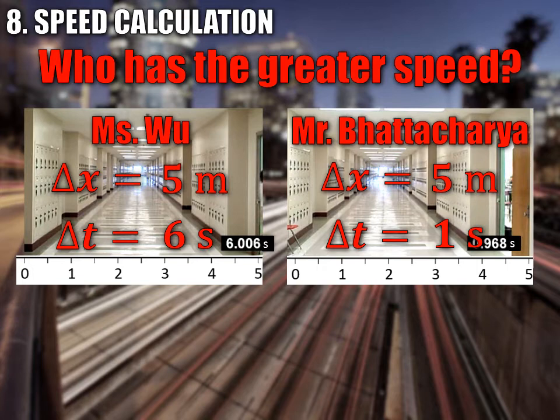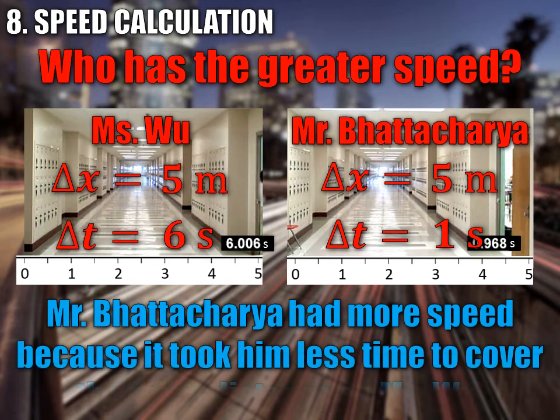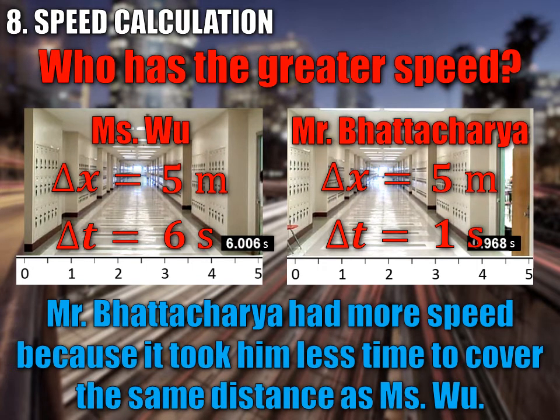They both had the same change in position. Who did it more quickly was Mr. Bhattacharya, because it took him less time. So if I were taking this test, I would write this as my justification. I would say Mr. Bhattacharya had more speed because it took him less time to cover the same distance as Miss Wu. In other words, his position changed more quickly. He had more speed.